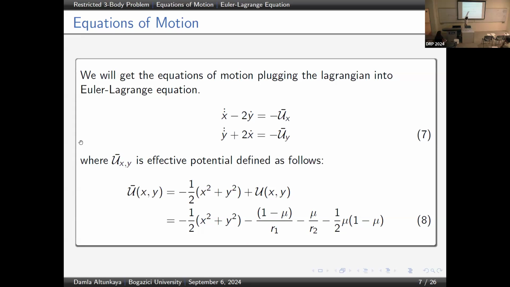These are my equations of motion. And U bar is the effective potential energy. It is defined as such. This is the potential energy, and this is the minus 1/2 (x squared plus y squared). This is actually the energy due to the centrifugal force. I subtract this term because I cannot do work on this. Okay.